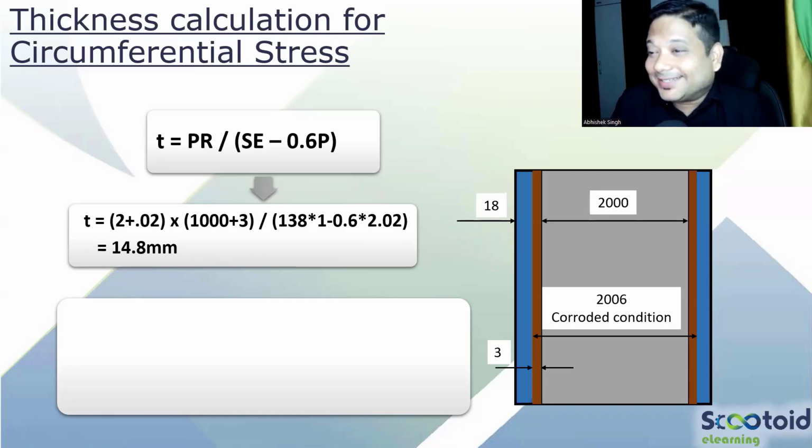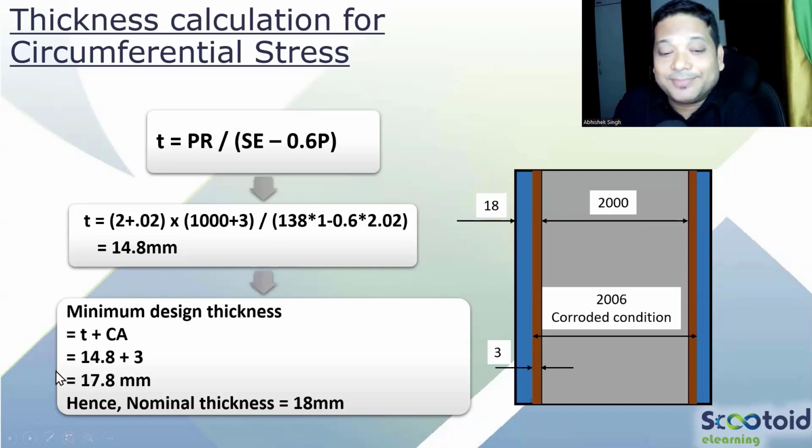14.81 is the right answer. Okay, so I hope this is clear. T is 14.8. Now, I'll be adding the corrosion allowance to the thickness. So my design thickness will be 14.8 plus 3, which is 17.8. And nominal thickness, I'll be getting as 18 mm. So if I purchase an 18 mm plate, I'll be able to meet this 17.8 mm thickness requirement.